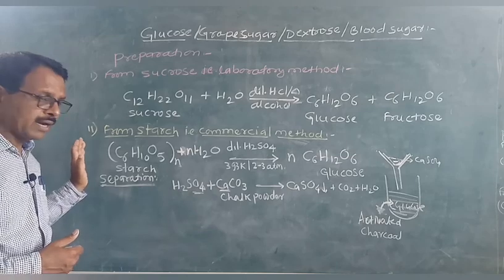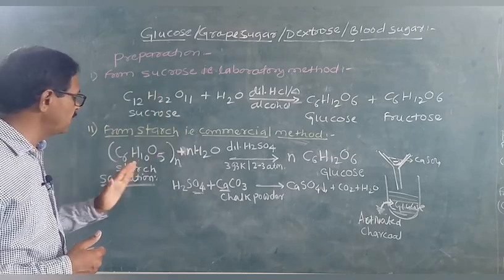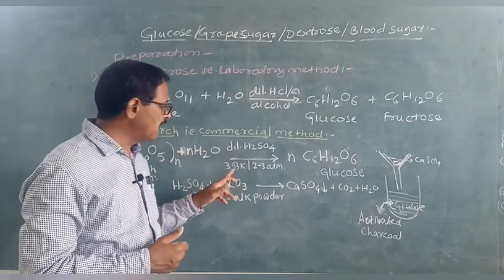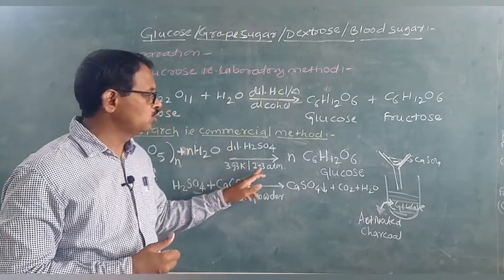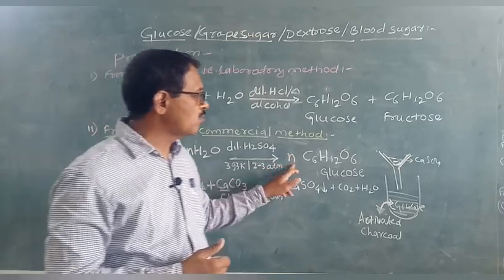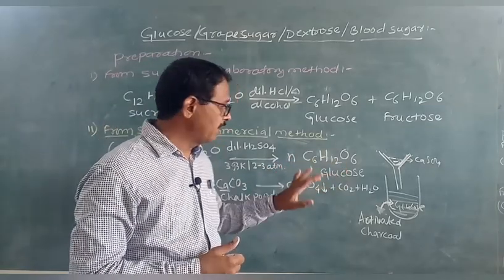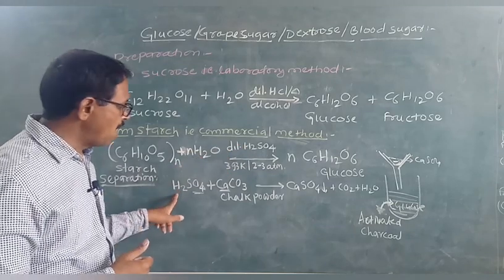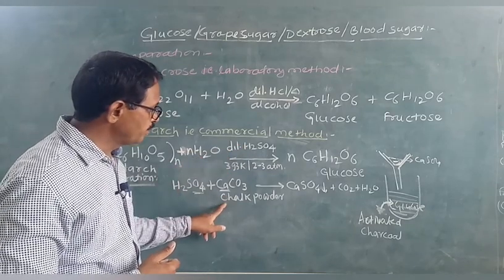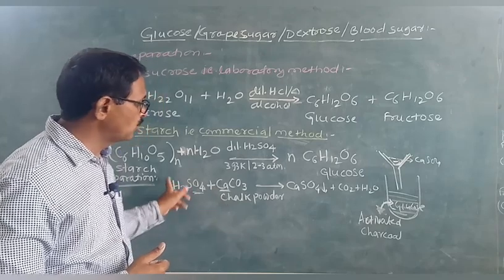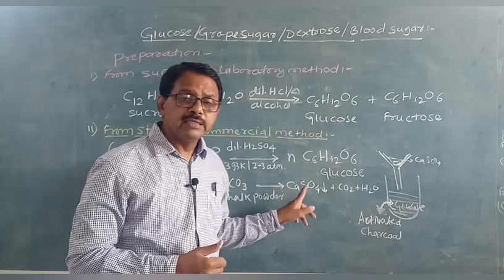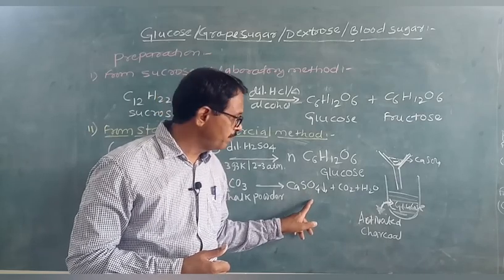And the other method is the laboratory method and the commercial method. When starch is hydrolyzed by using dilute H2SO4 at 393 Kelvin temperature and 2 to 3 atmospheric pressure, then N molecules of glucose are obtained. Now the excess of dilute H2SO4 is removed by adding chalk powder, so that H2SO4 is converted into calcium sulfate, which is in the form of a solid, a precipitate.